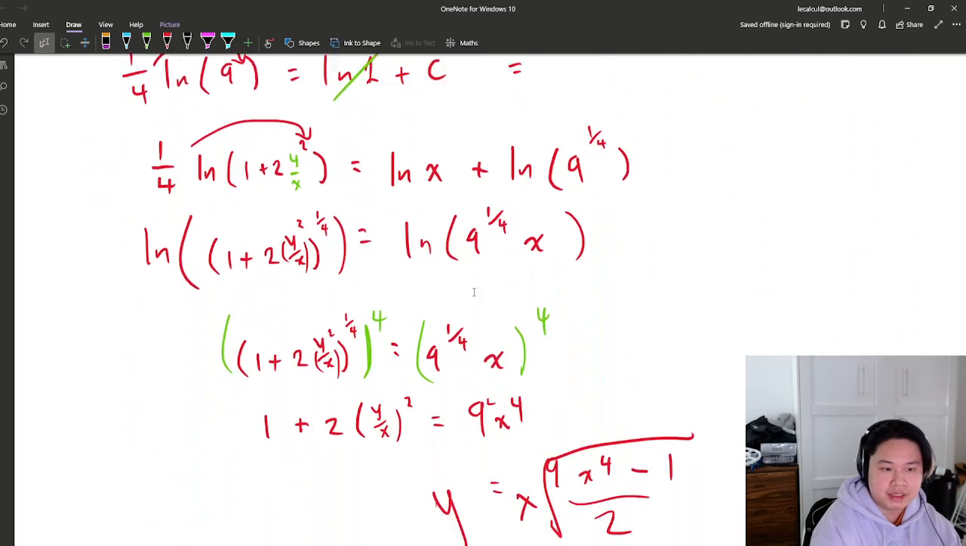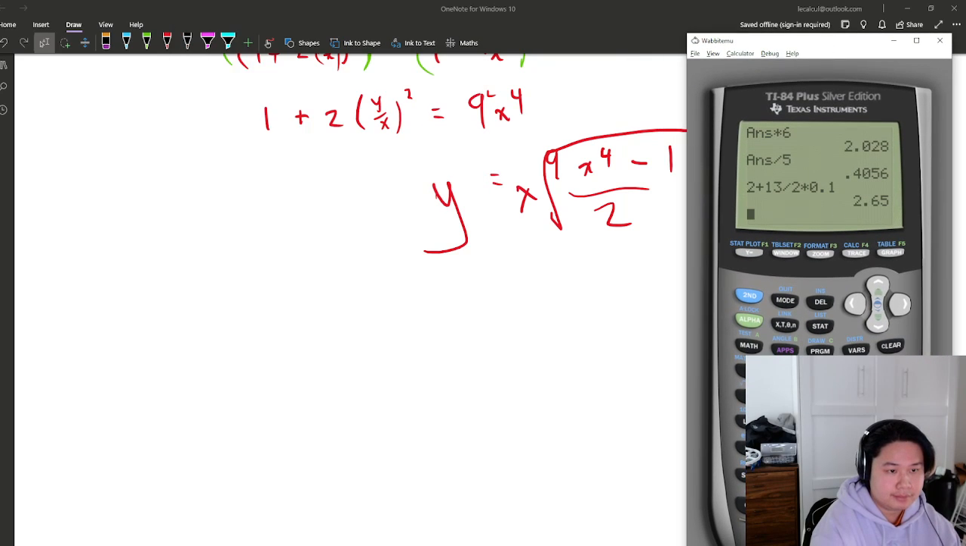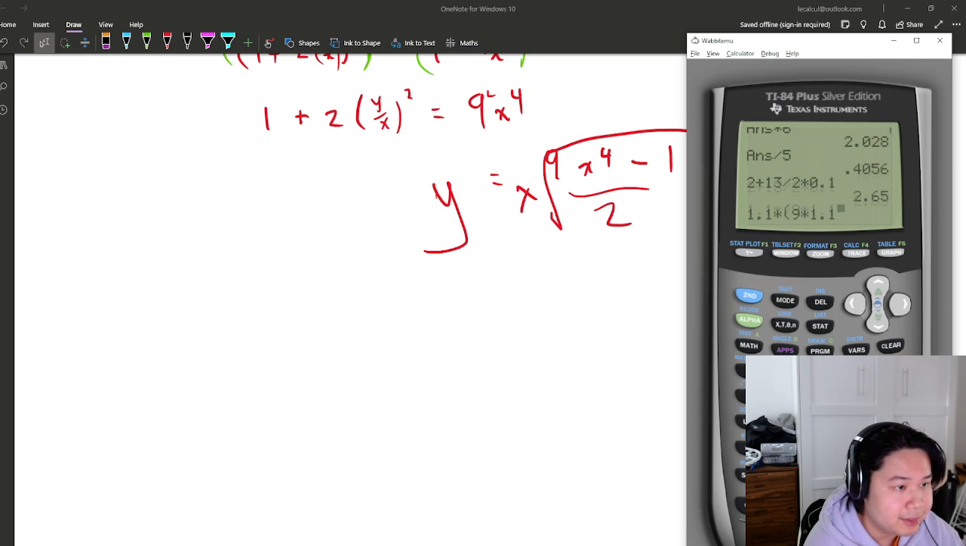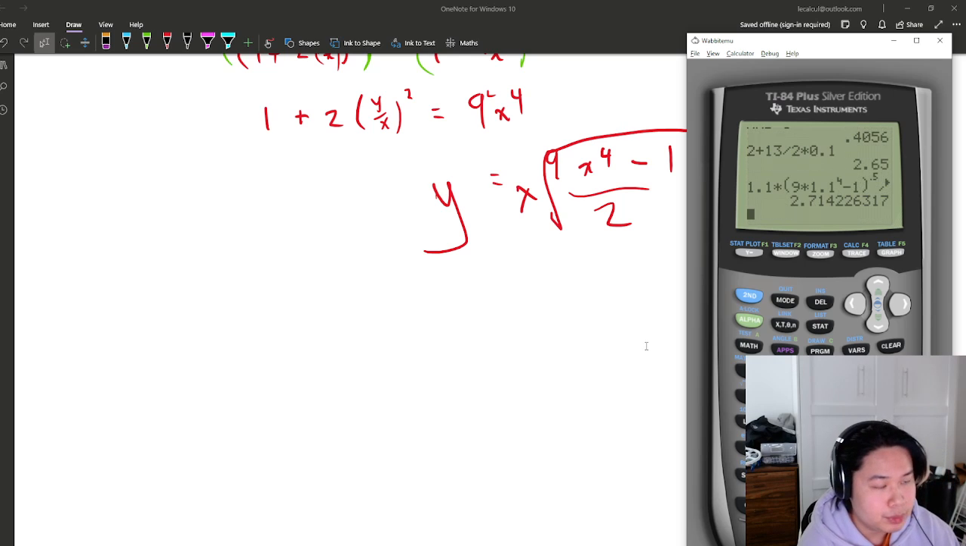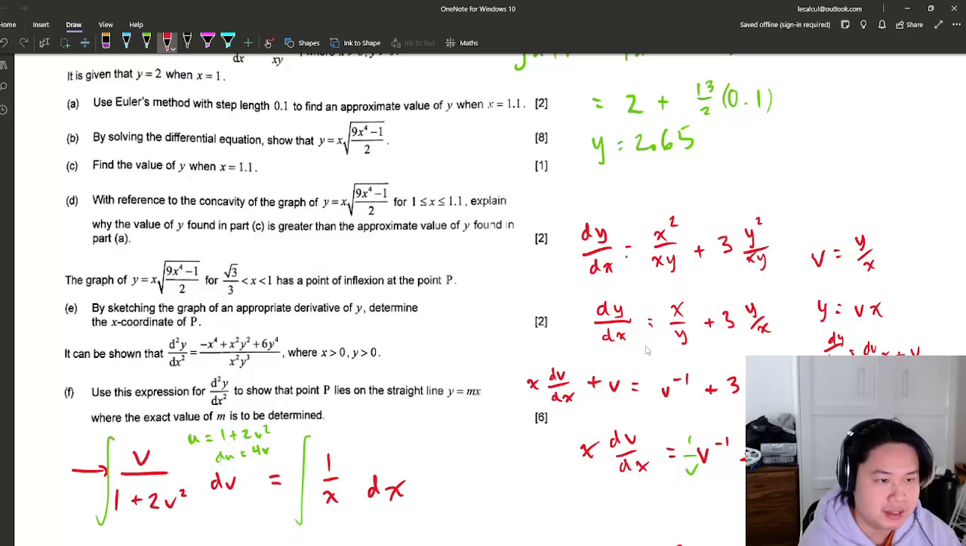Find the value of y when x is 1.1. So plug in 1.1 into here. So 1.1 times the square root of 9 times 1.1 to the power of 4 minus 1, bracket. I need more brackets, whatever. Okay. I need to square root this. And then I need to divide this by 2, or technically the square root of 2. So 2.71. And then we did an approximation, so we're decently close. We're a little bit over, or the approximation's a little bit under.